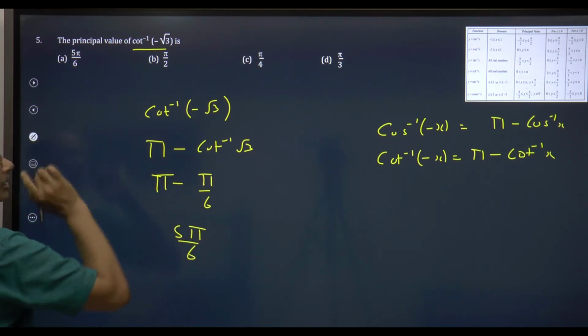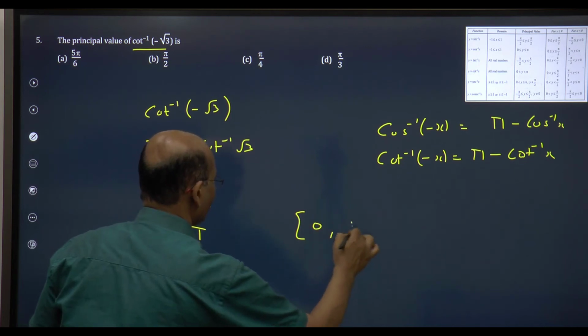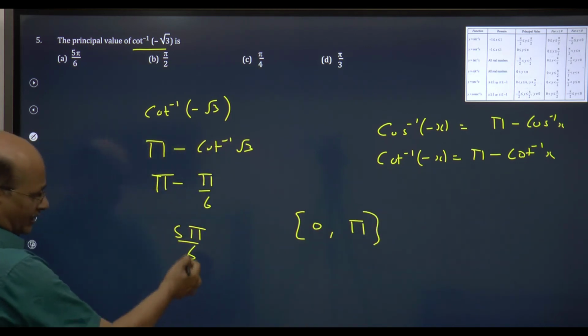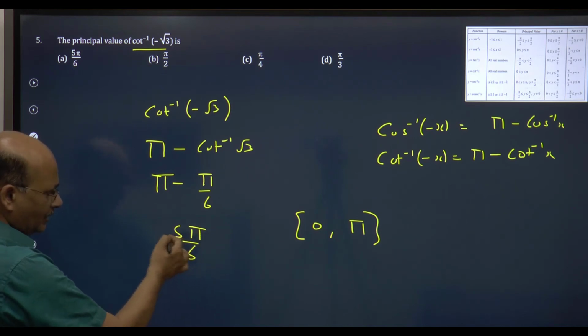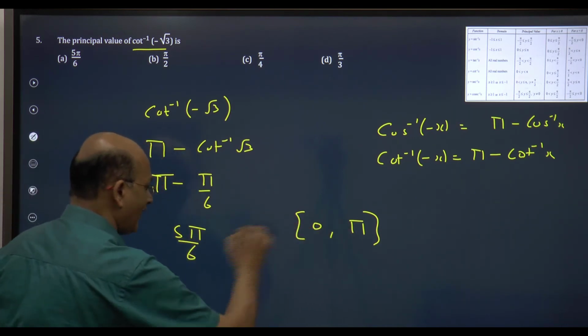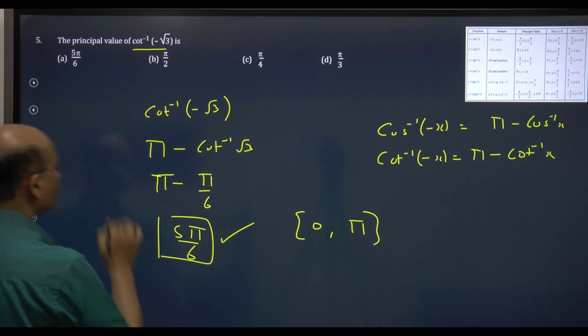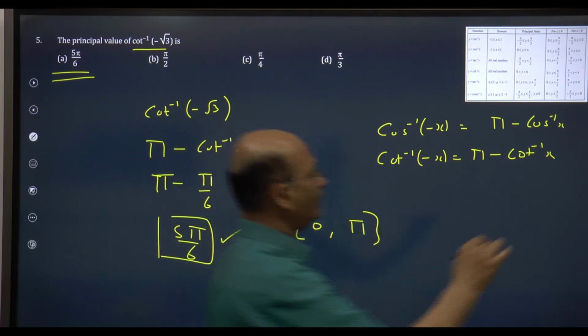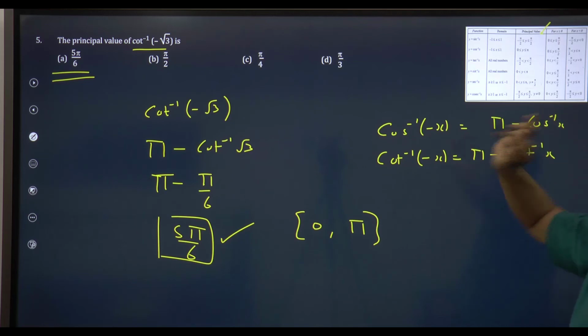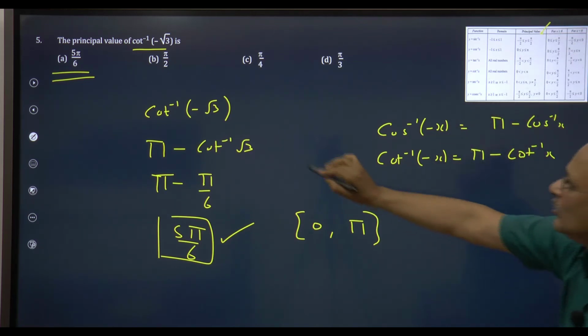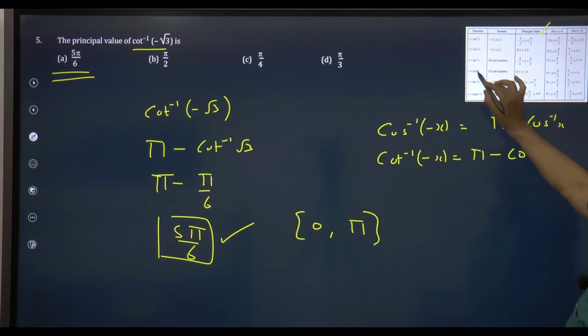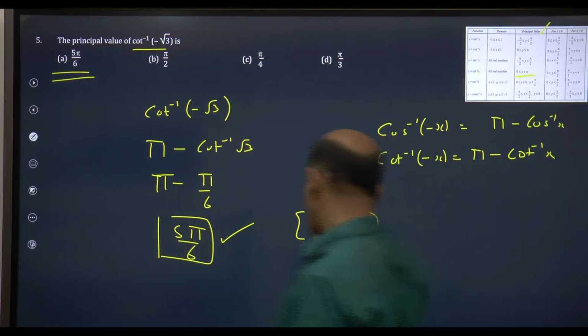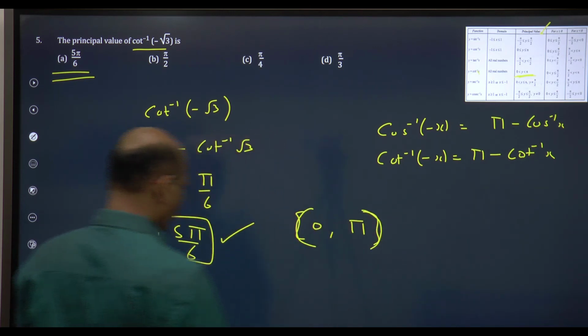But before that, for cot the principal value is always between 0 and pi. So 5 pi by 6 means 150 degrees, right? 6 30s are 150. So 150 comes between 0 and pi. That means this is the right option. So answer is option A. I hope you got this point. So any angle you get has to be within the principal value. Keep that in mind. So here it's very clearly specified: cot inverse is from 0 to pi. Okay, keep that in mind.